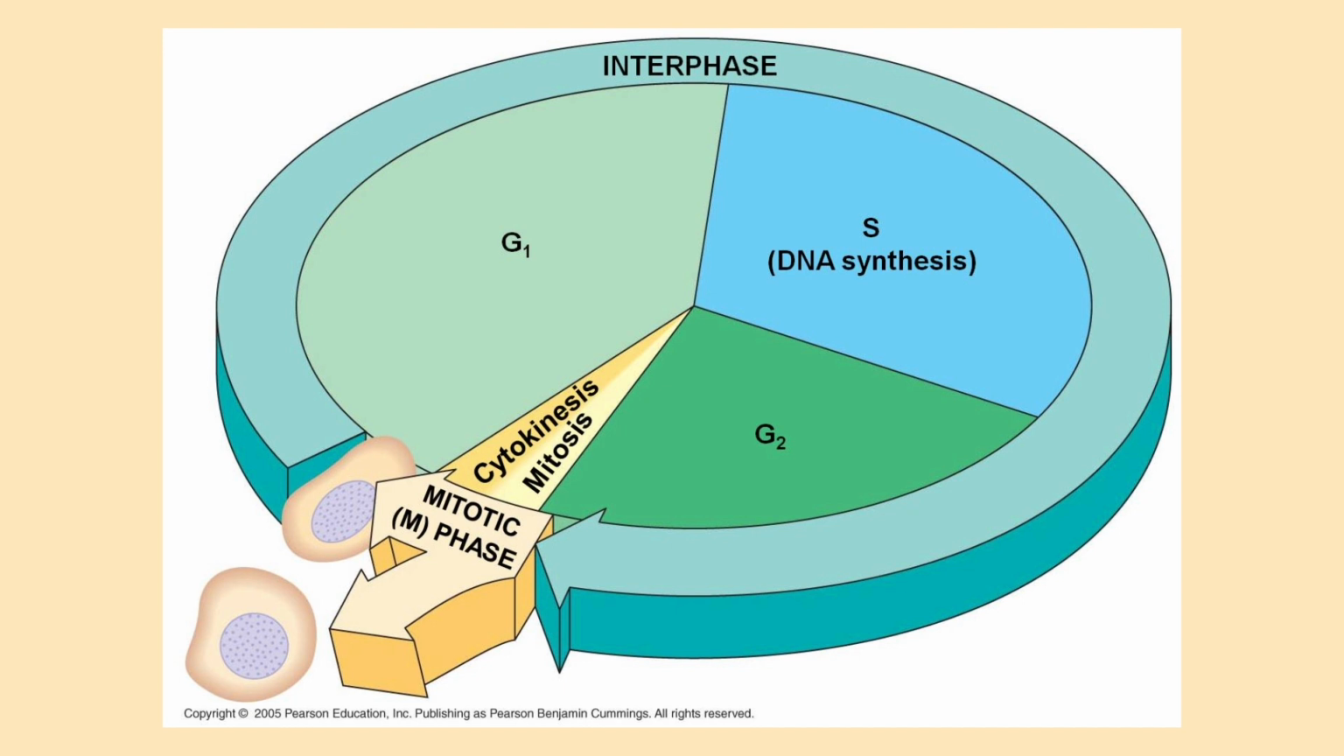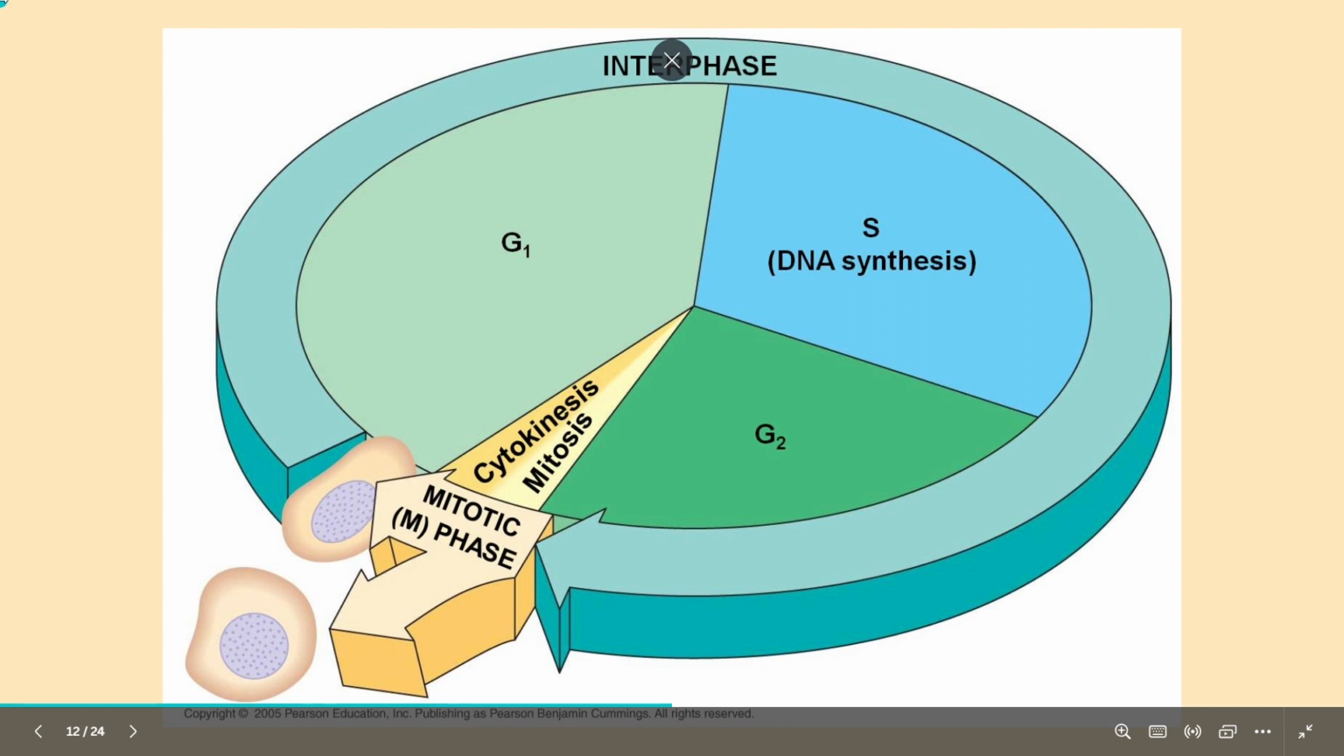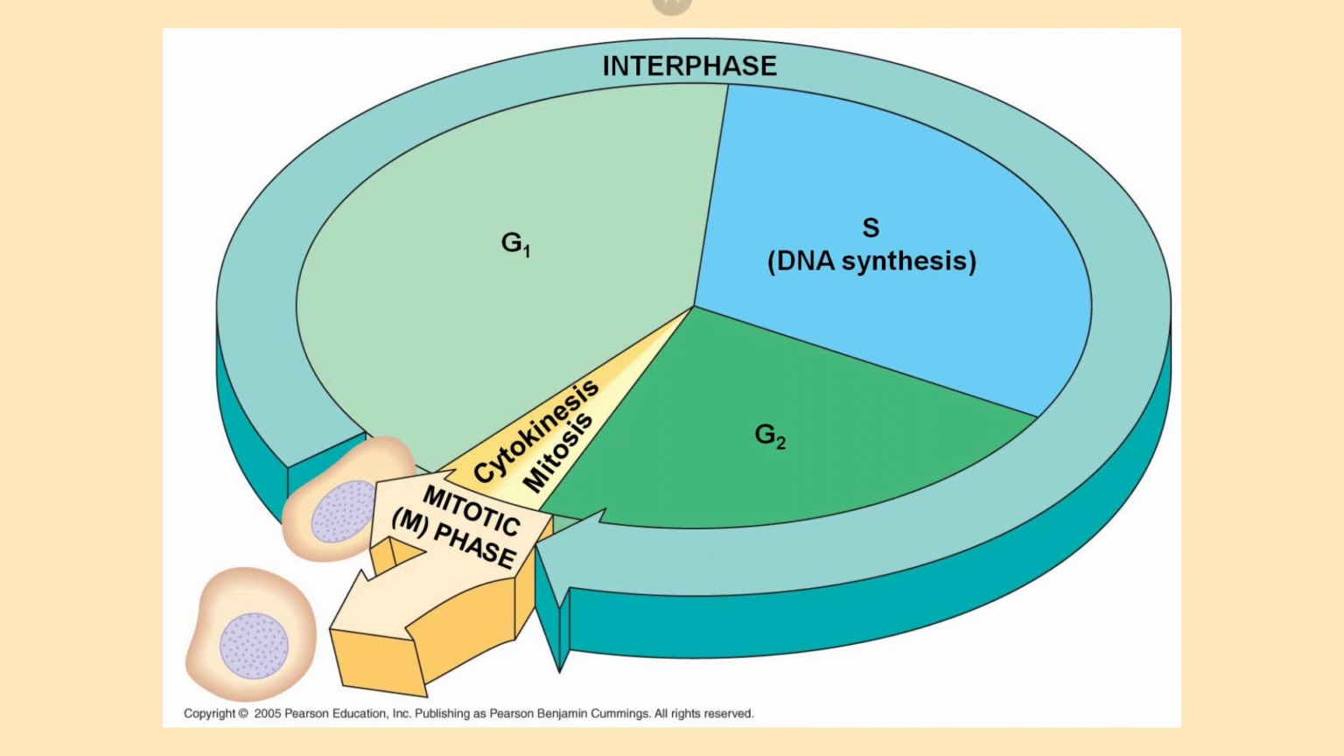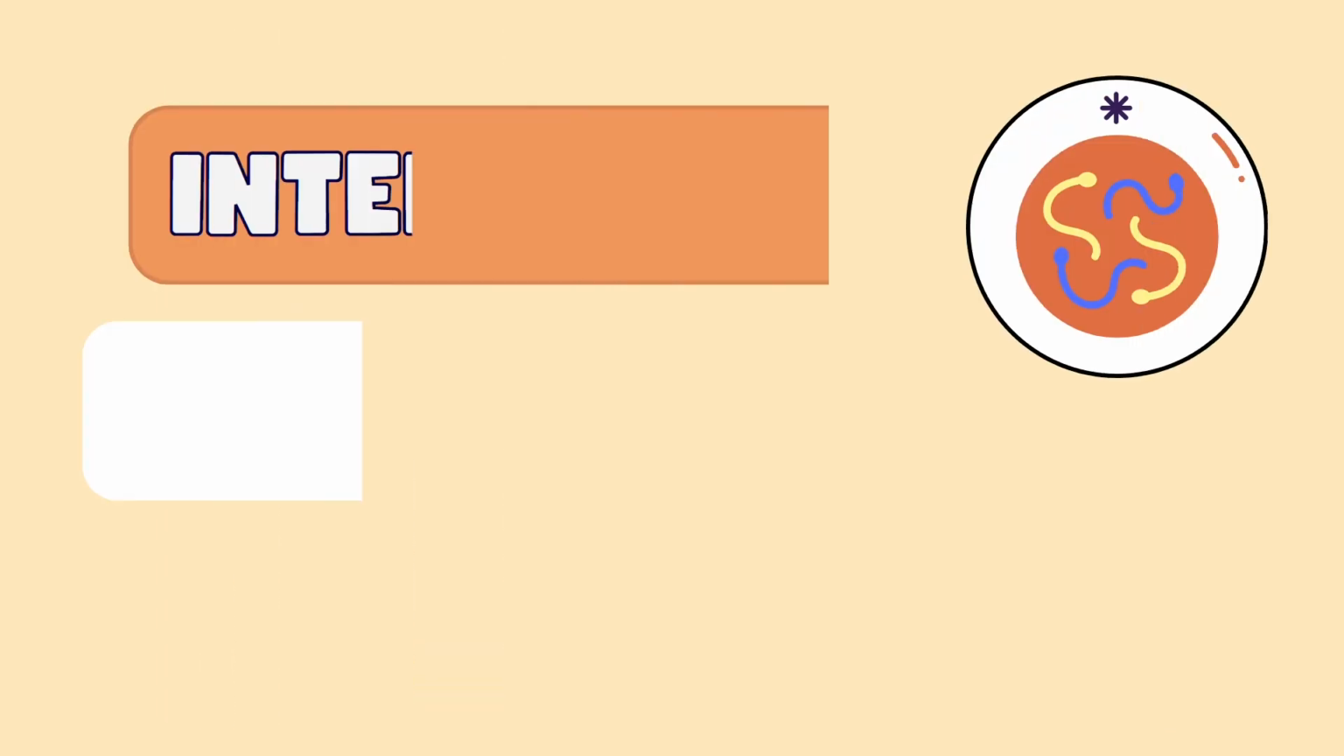Following DNA synthesis, the cell enters the G2 phase, where further growth occurs, and the cell checks to ensure everything is in order for division. Cellular organelles are duplicated, and the cell assembles the materials necessary for mitosis. It's a phase of preparation and check, ensuring that any damage to the DNA is repaired and that the cell is fully equipped for the next phase of the cycle.